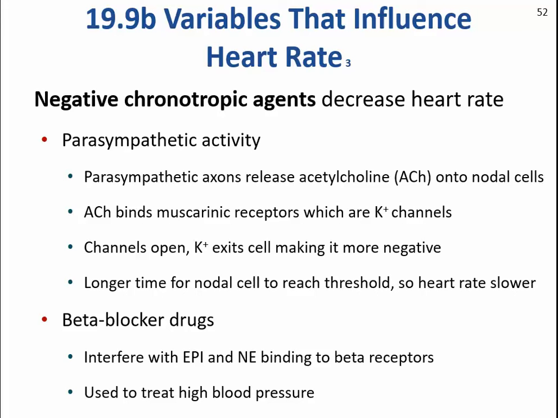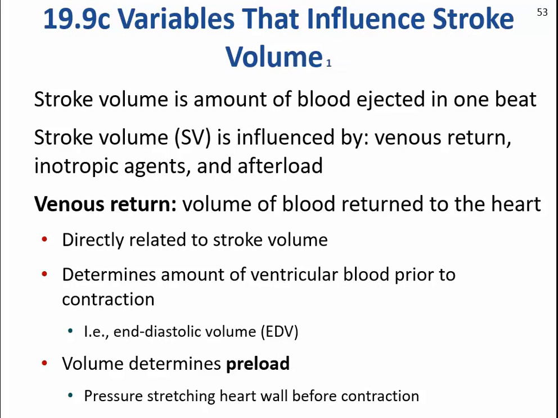Negative, that decreased heart rate, is parasympathetic. It's acetylcholine, beta blocker drugs, that kind of thing. So we can speed up the heart, we can slow it down to change cardiac output, or we can change the stroke volume. So stroke volume is influenced by preload, contractility, and afterload.